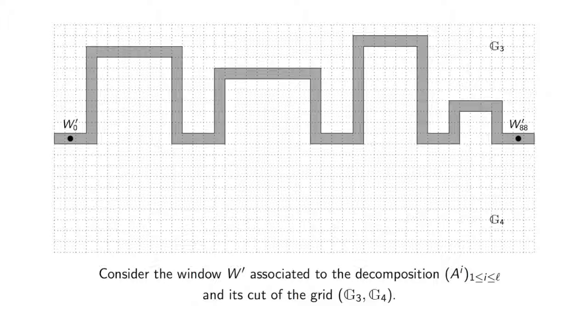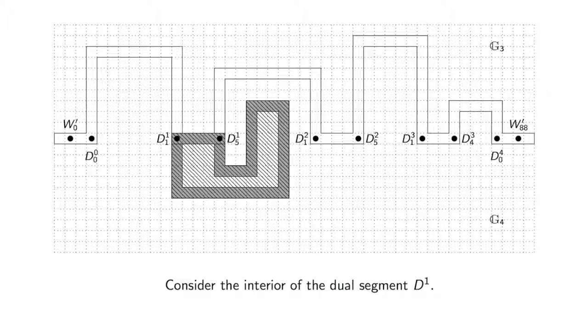Here is the window W prime associated to the decomposition. The graphs G3 and G4 are the cut of the grid associated to W prime. Remark that G4 is the union of G2 and of the interiors of the arcs of the decomposition. The graph G3 is G1 without the interiors of the different arcs.